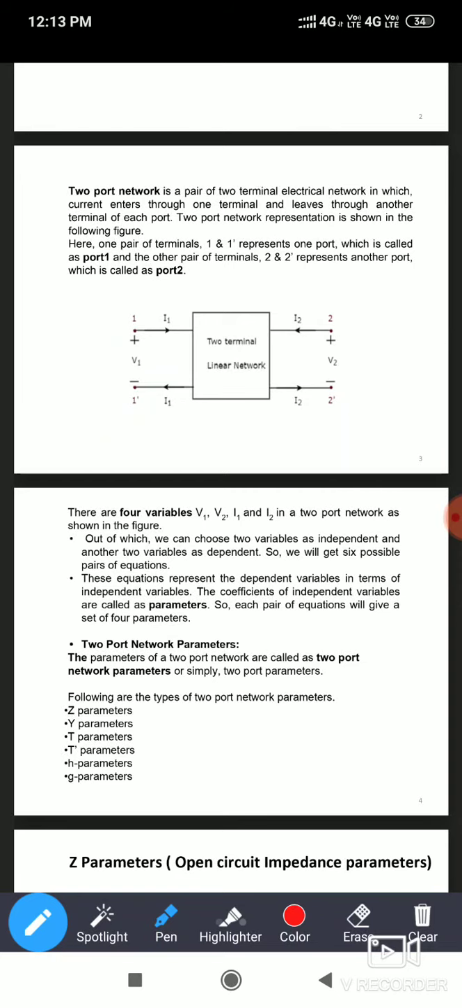Now next one, there are four variables V1, V2, I1, I2. So V1, I1 are called port 1 variables. I2, V2 are called port 2 variables. Combinedly we can say V1, V2, I1, I2 are called two port network variables. Two port parameters वेगळं आणि two port variables वेगळं. So variables are V1, I1, V2, I2.